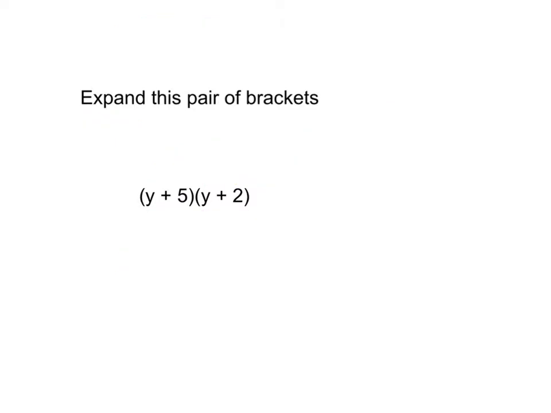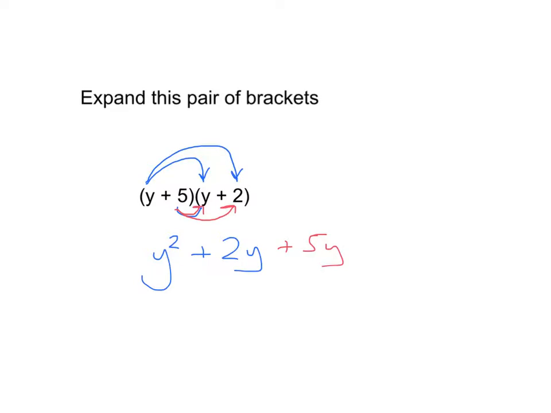Okay, second example. Same again. We take the y from the first bracket and multiply it by the y in the second bracket. That gives us y squared. We're then going to multiply that y in the first bracket by the 2 in the second bracket. That gives us 2y. The next step is I'm going to multiply the 5 in the first bracket, change my colour, by the y in the second bracket, giving me 5y, and I'll multiply that 5 by the 2 in the second bracket to give me 10.